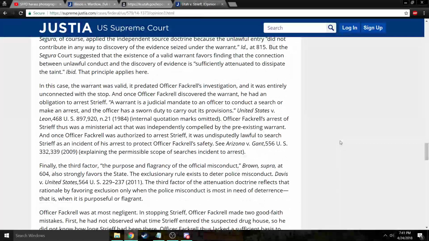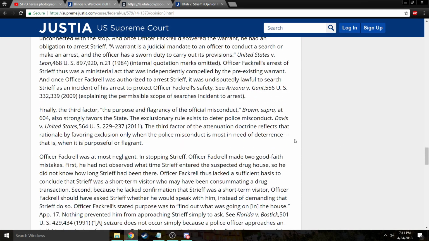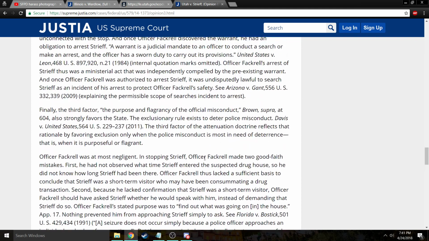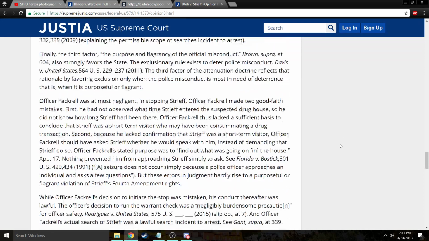And the third factor is the good boy didn't do nothing factor. I mean, it's the purpose and flagrancy of the official misconduct, in which the officer made two good faith mistakes. These weren't bad faith mistakes. These were good faith mistakes. He just wasn't trained properly.